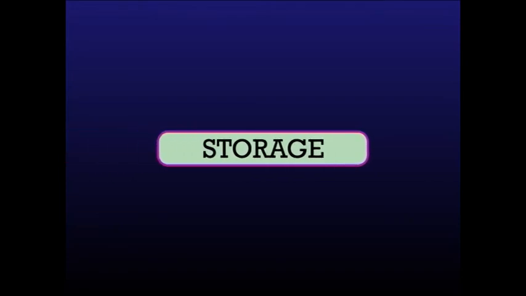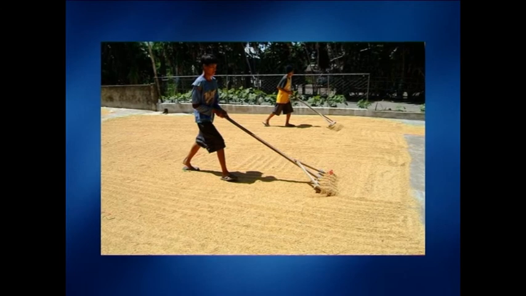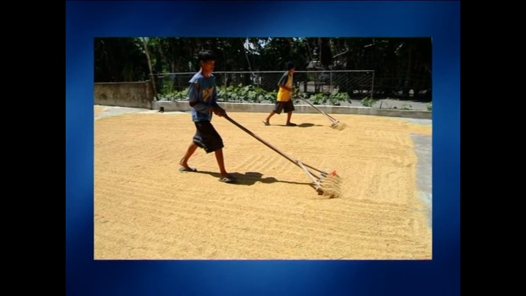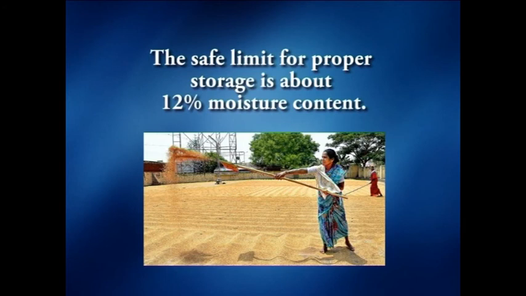Next is about storage. For safe storage, the grains should be dried in the sun for about 1 week. The safe limit for proper storage is about 12% moisture content. This much is about the conventional or traditional methods of rice cultivation.